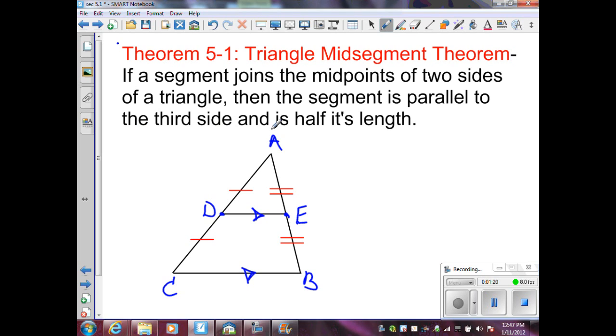And also, it is half its length. That would tell me that if this is x, this is 1/2 x. Or in other words, if this would be 8 inches long, then DE would be 4 inches long.